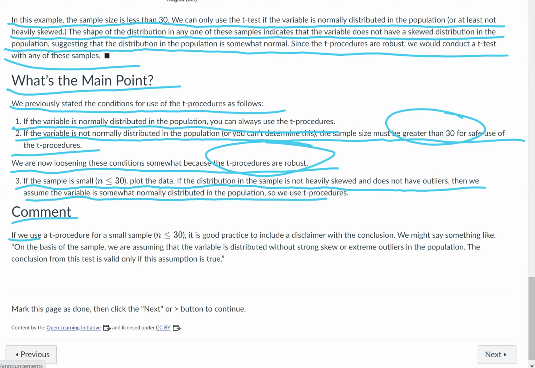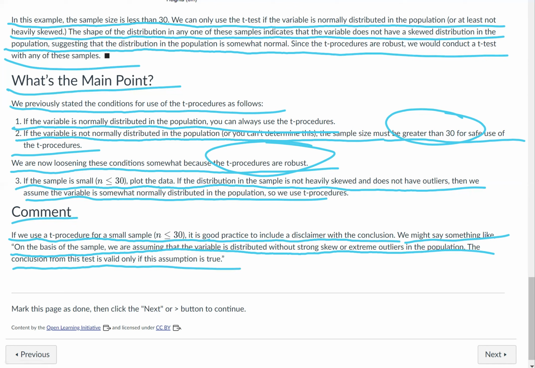But if we use a t-procedure for a small sample, less than or equal to 30, it's good practice to include a disclaimer with the conclusion, just to make sure that everybody knows that our results are probably accurate, but they might not be because of these. We might say something like, on the basis of this sample, we are assuming that the variable is distributed without strong skew or extreme outliers in the population. The conclusion from this test is only valid if this assumption is true. Something like that.